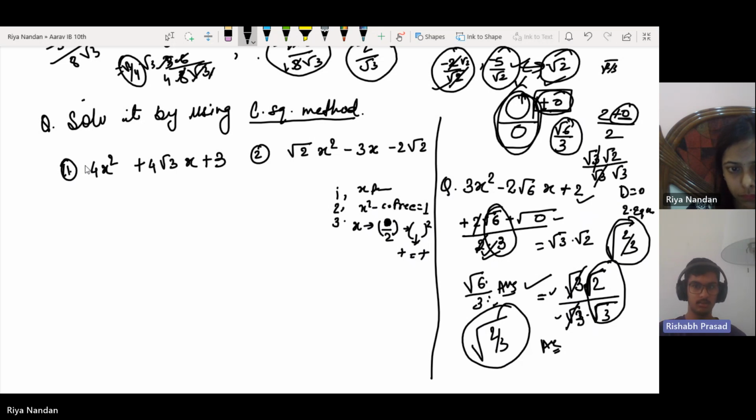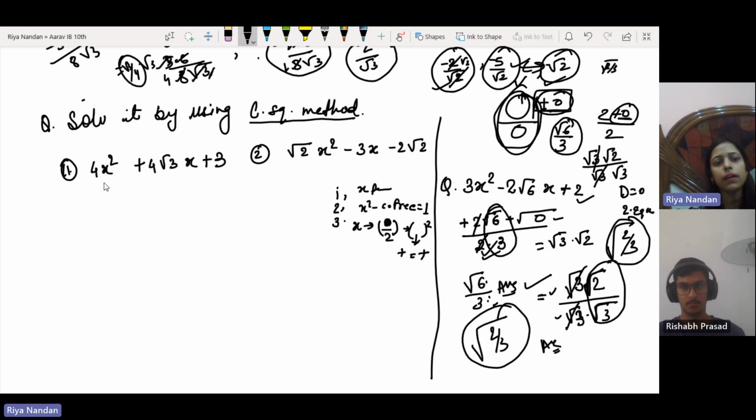How do I make the x square coefficient 1? You have to divide the terms by 4. 4, 4, 4. So C will become 3 by 4. And then this cancels out. This one would be cancelled and this one would be cancelled, once you divide it by 4.